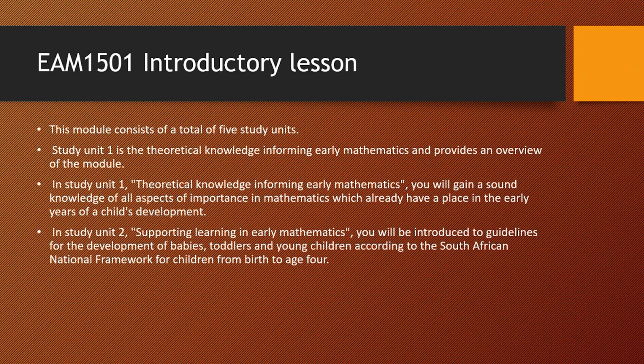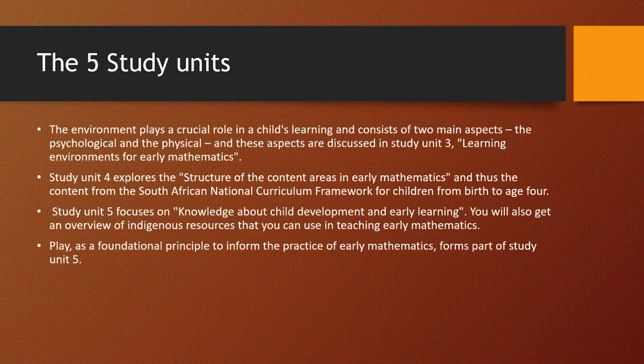In study unit 2, we'll be looking at how to support learning in early mathematics. In this unit, you'll be introduced to guidelines for the development of babies, toddlers, and young children, according to the South African National Framework for Children from birth to 4 years of age. In the environment that we live in, the environment plays a crucial role for children as they learn mathematics. So the kind of environment that we create should consist of 2 main aspects. That is the psychological and the physical aspect.